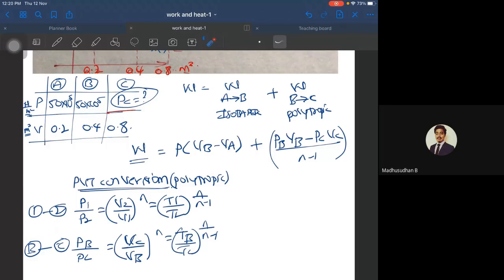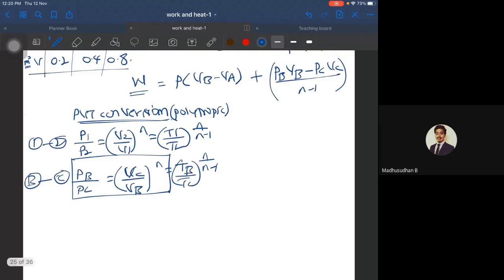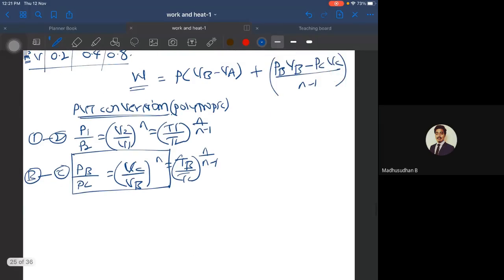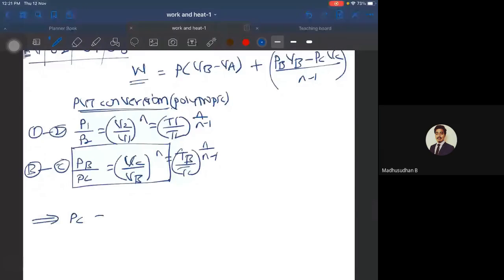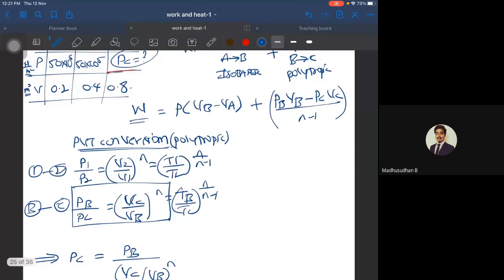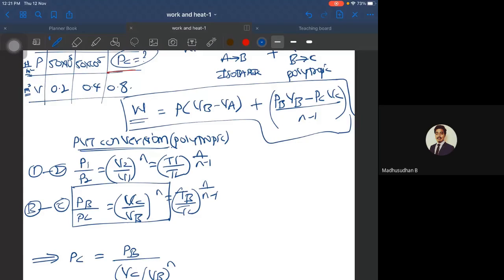Okay, so consider this thing here. What you need is the value of PC. So PC is equals to PB divided by VC by VB whole to the power of n. Substitute all the values, get the value of PC. Once you get the value, use this equation which we have summed up. Take this equation 1 and calculate the value of W for the whole.